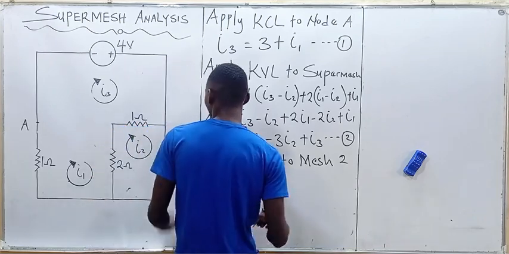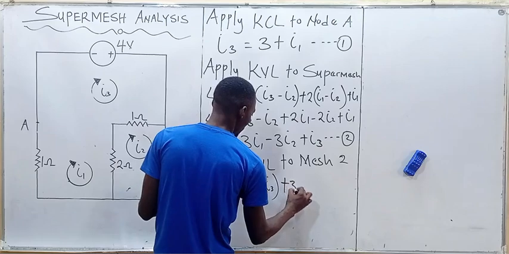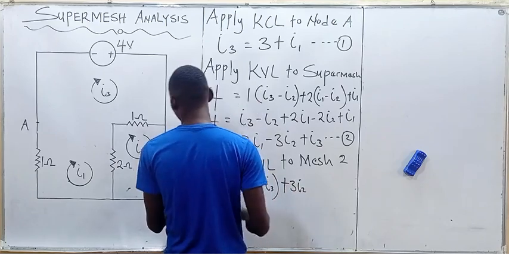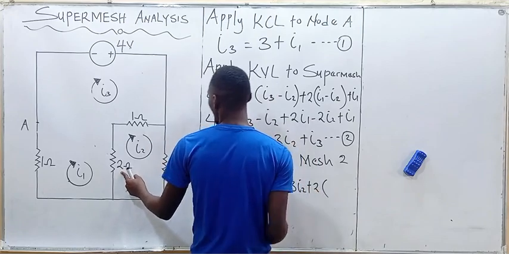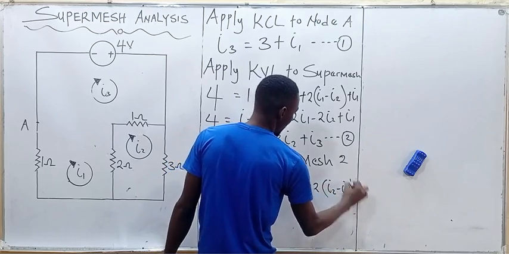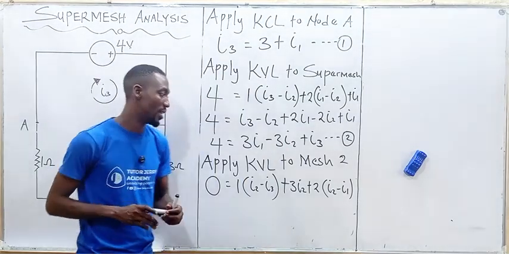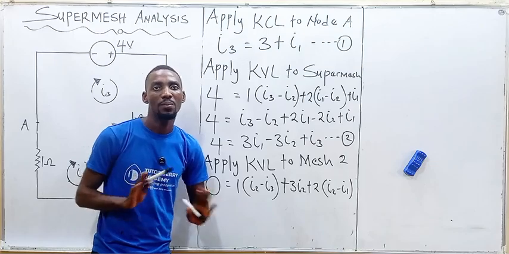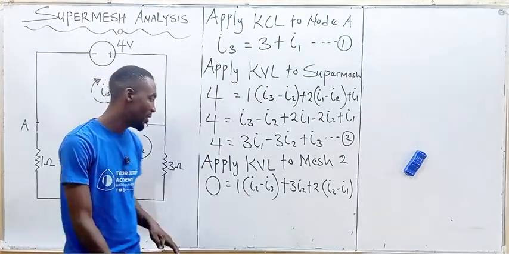And then we have these 3 ohms here. The only current that will flow through there is I2, so it's going to be 3I2, and then this one plus 2, which is between I2 and I1. I hope you also understand this. It's not hard, and I hope you are getting the concept correctly. You can comment in the comment section.